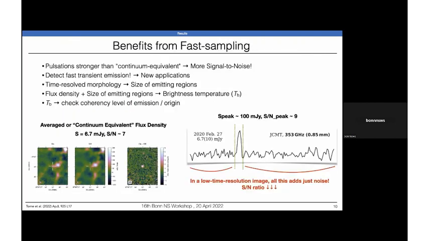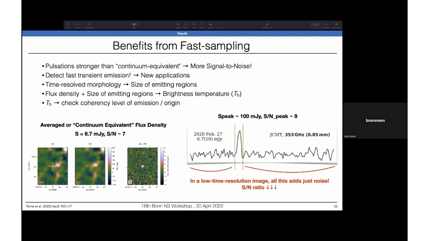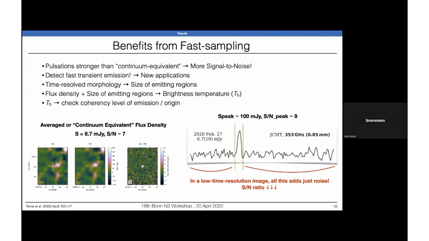So, the benefits of doing fast sampling, of being able to resolve the pulses versus just getting an image. First of all, you get more signal to noise ratio because you have the energy concentrated on the pulse. When you do an image, you add together all the noise from the off pulse. You can try to detect other things like single pulses, fast transients, fast radio bursts, who knows? But the most important for this work is that you can also infer the size of the emitting region. And if you put together that information with the flux density, you can try to estimate brightness temperatures. This is interesting for some emission model checks.